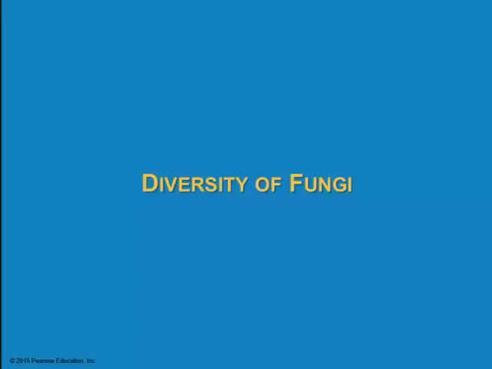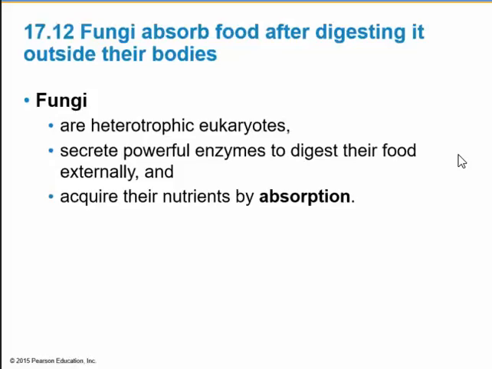Chapter 17 continued. Diversity of fungi. What is a fungus? A heterotrophic eukaryote. Now, fungi are chemoheterotrophs like us. They have to eat, but they're not ingestive heterotrophs. It means they don't take the food internally to digest it.